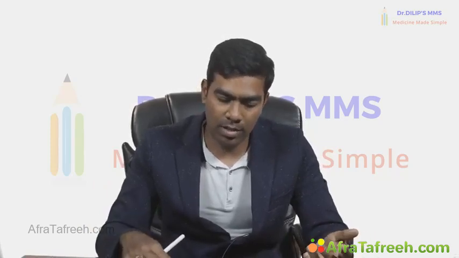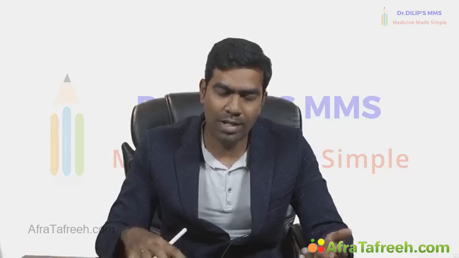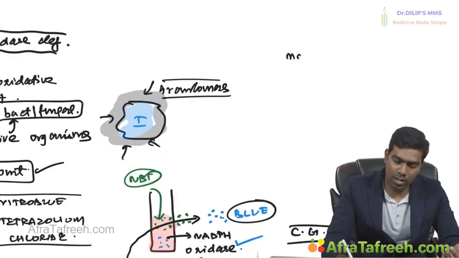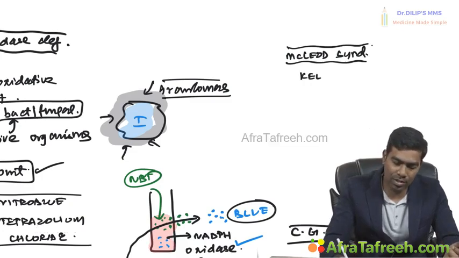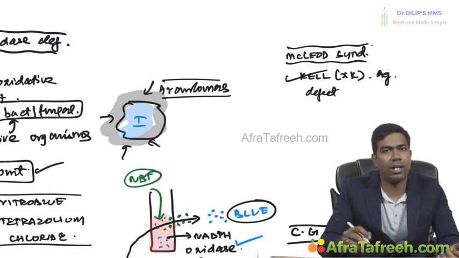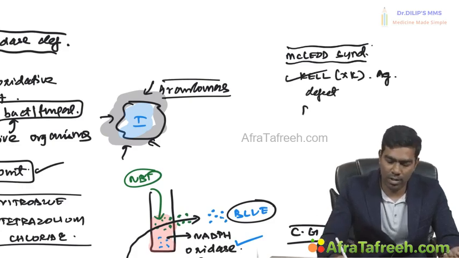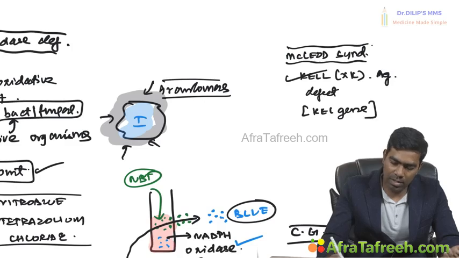chronic granulomatous disease. And one more interesting syndrome is there, called McLeod syndrome. Why is it interesting? Because McLeod syndrome is due to deletion of the KEL antigen, otherwise called XK. That's the KEL gene, KEL antigen defect. This XK is actually a blood group antigen, which means it's a KEL gene defect. The KEL gene is again present on the X chromosome.